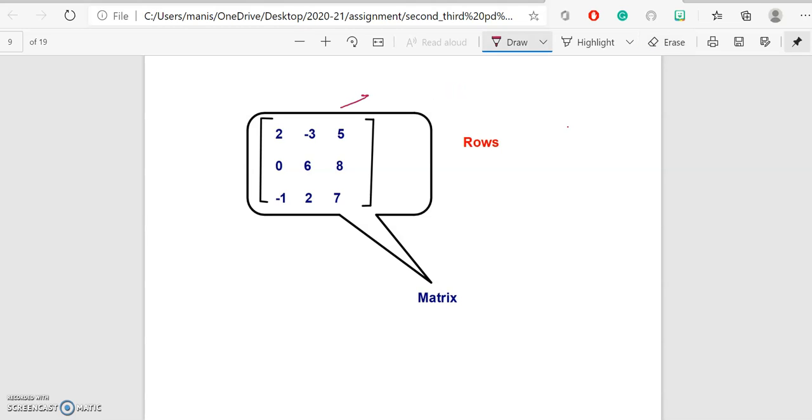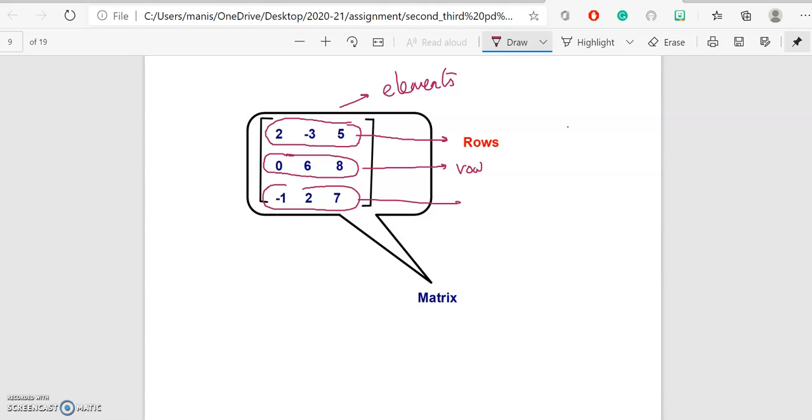Now we will go with the definitions. The elements of the matrix are arranged in rows and columns. Now this is called a row. All of these elements are arranged in this horizontal direction. These are called rows. So how many rows are in this matrix? There are 3 rows in this matrix over here. This is called a row, R-O-W.